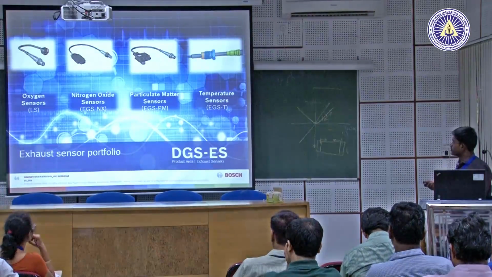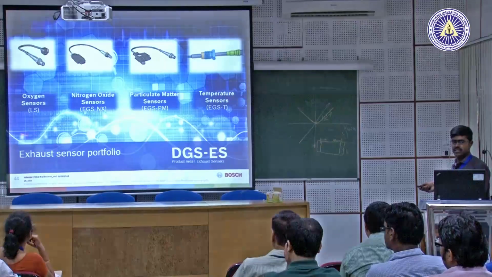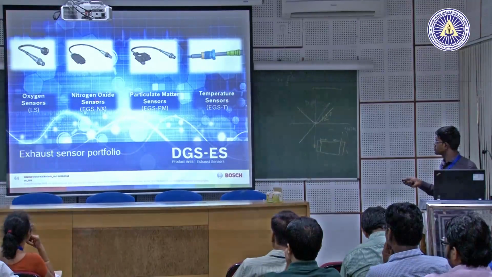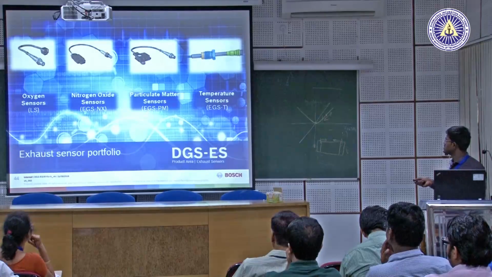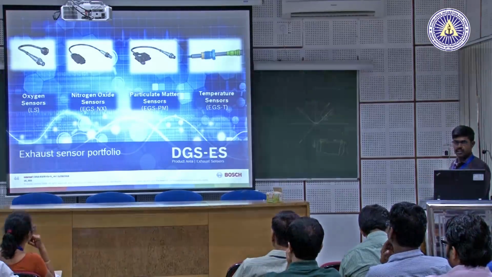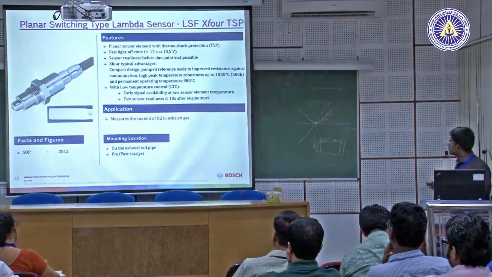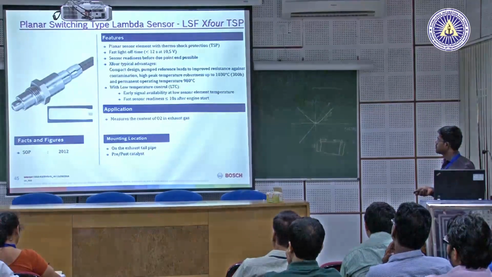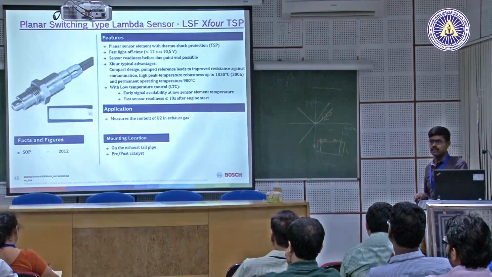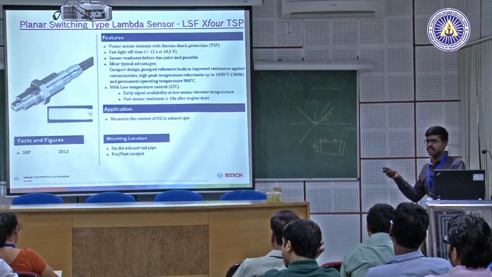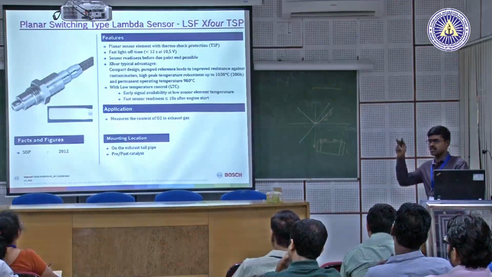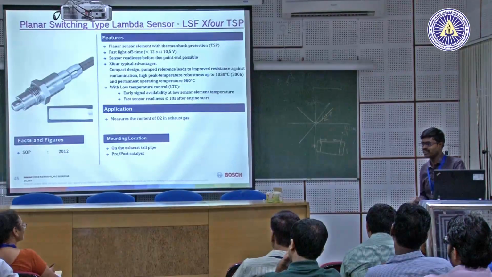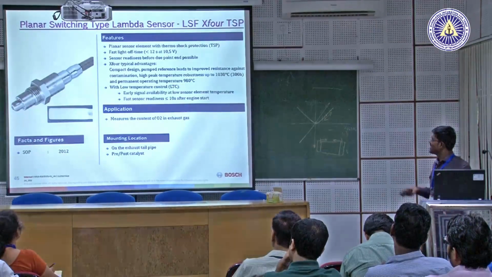We have different types of exhaust sensors which are used on the vehicle. One is the oxygen sensor, then nitrogen oxide sensors, particulate matter sensors, and temperature sensors. The oxygen sensor is nothing but what we call the lambda sensor. You would have known lambda is equal to 1 at which the gasoline engine operates, meaning the stoichiometric ratio. Those calculations are there, which you would have known, or it is a new thing.